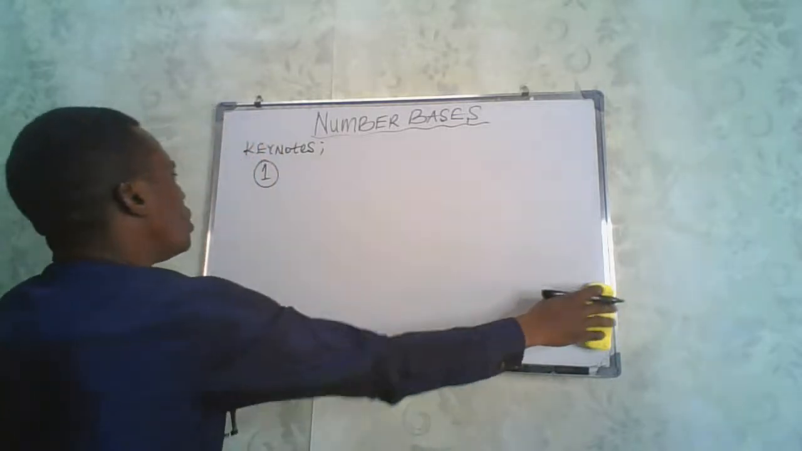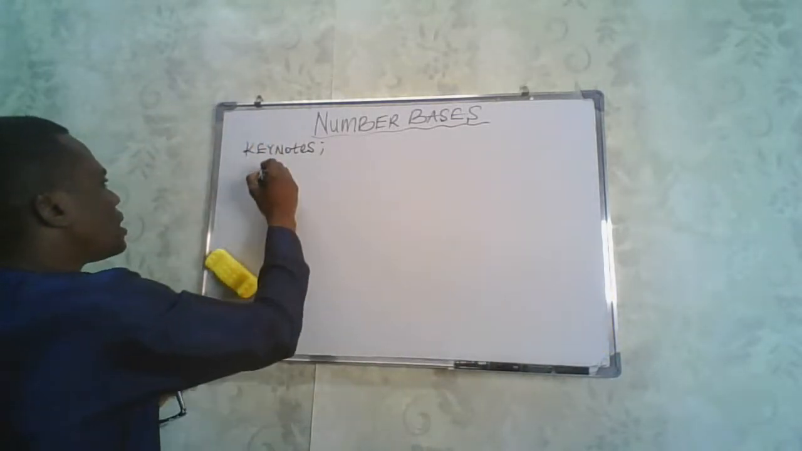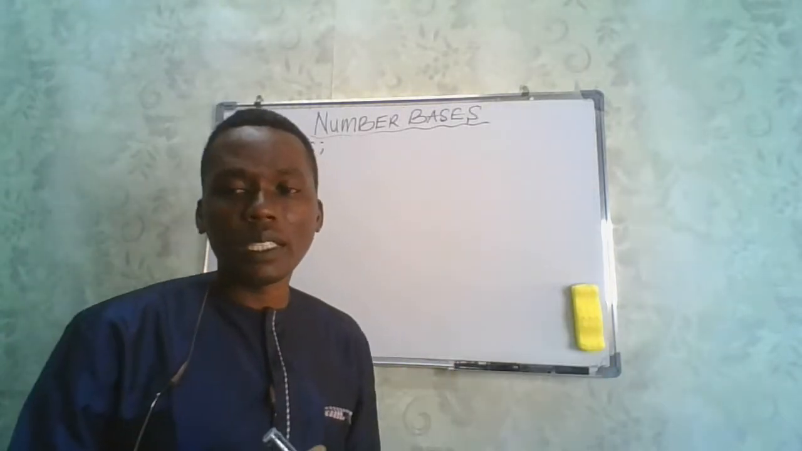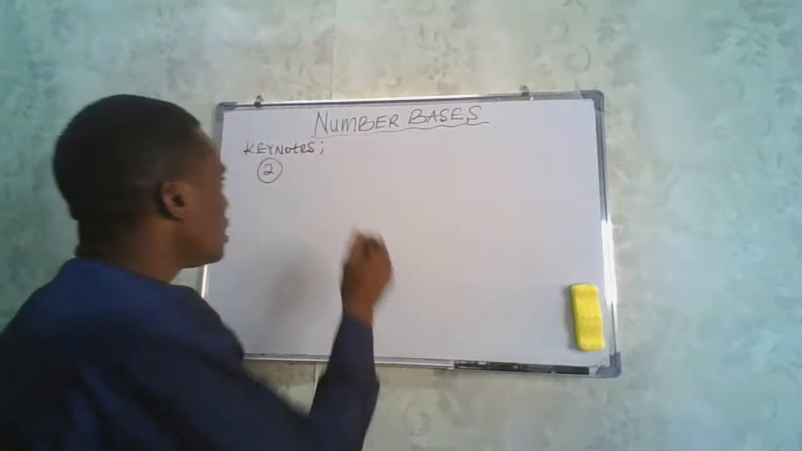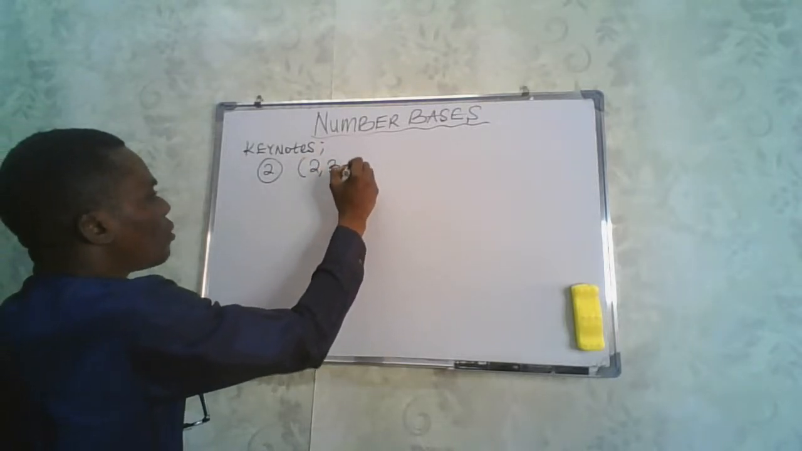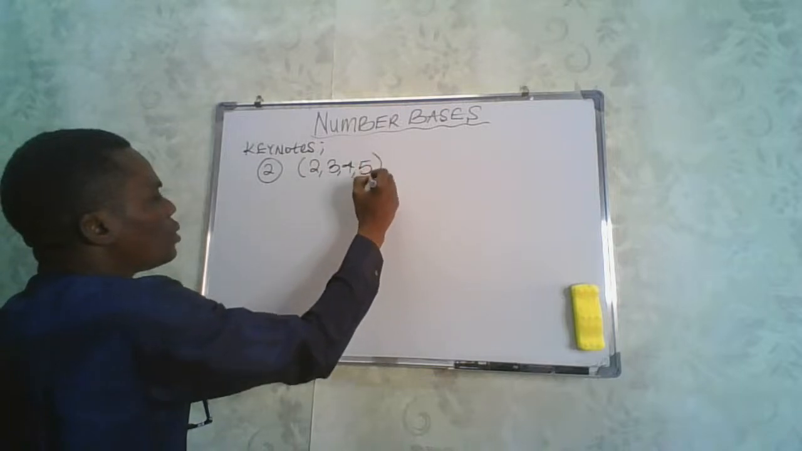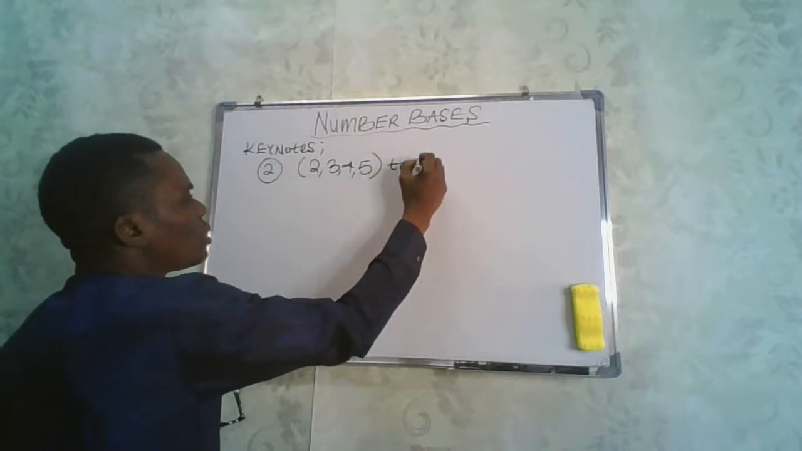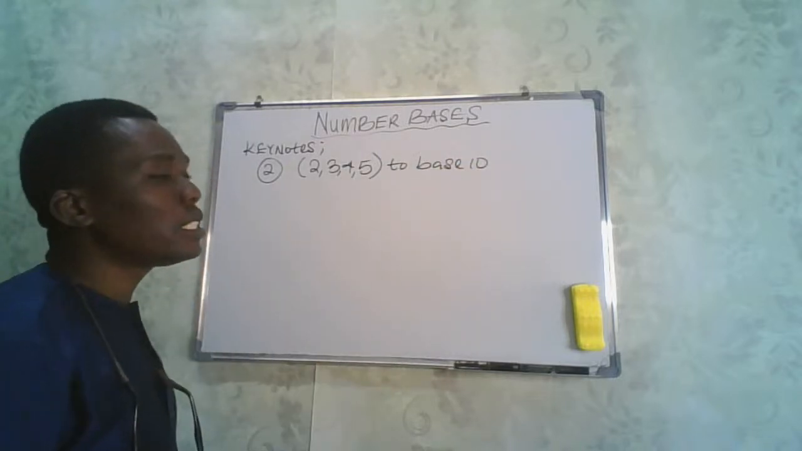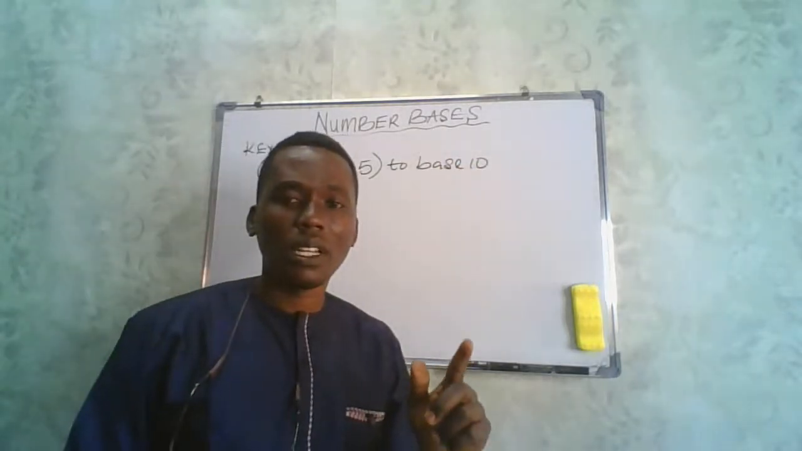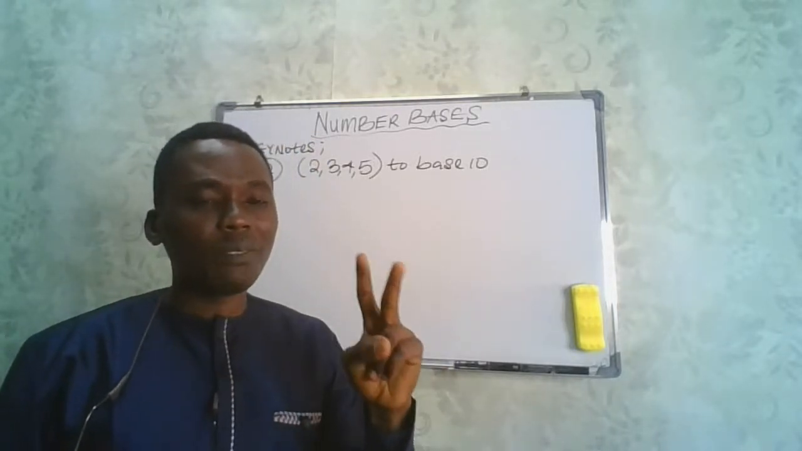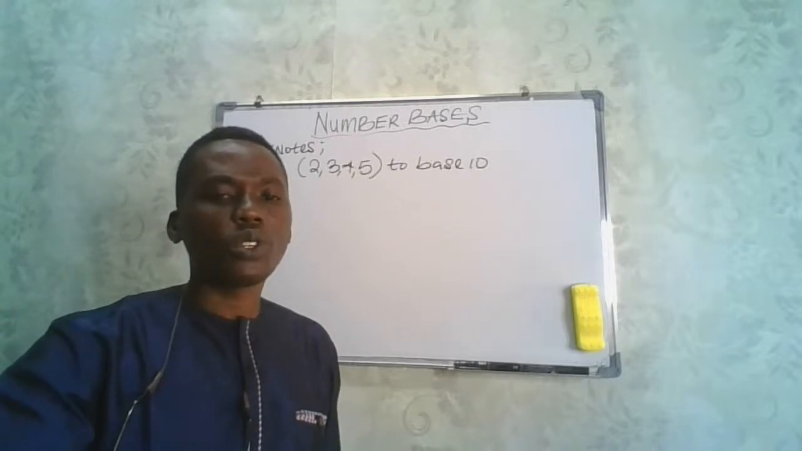In keynote 2, we're going to learn how to convert some numbers to numbers in other bases. It can be numbers in base 2, base 3, base 4, base 5, and we're going to learn how to convert these to what? To base 10. When you are converting numbers from other bases to base 10, we will introduce two different methods you can use in such conversion.